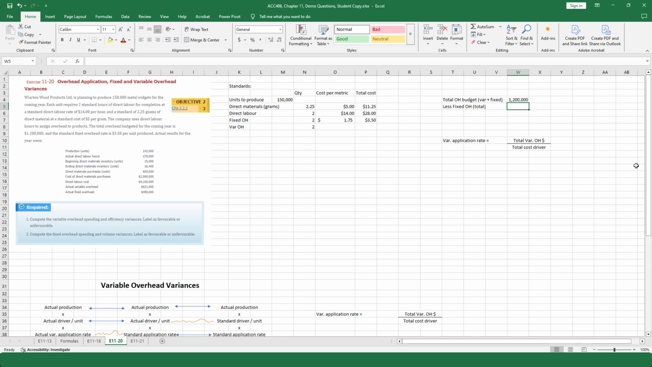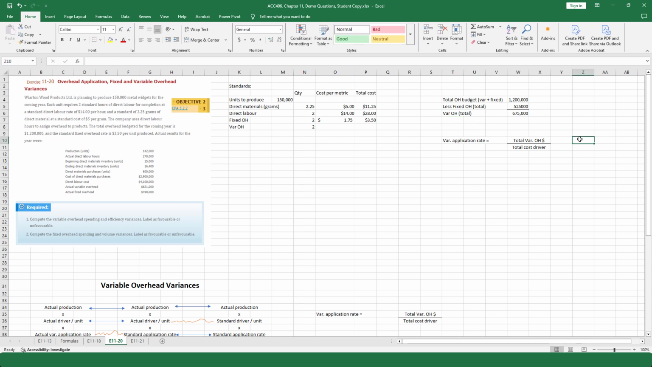So what is the fixed overhead total? Well, I know that it's $3.50 per unit, and I know that it's 150,000 units budgeted. So it's going to be 525,000. I could calculate it another way also. I could take the $1.75 application rate, multiply it by the 2, and then multiply it by the 150,000 units, 525. So now that allows me to calculate what is the variable overhead budgeted, 675,000. So that's the variable overhead total for the standard, the budget.